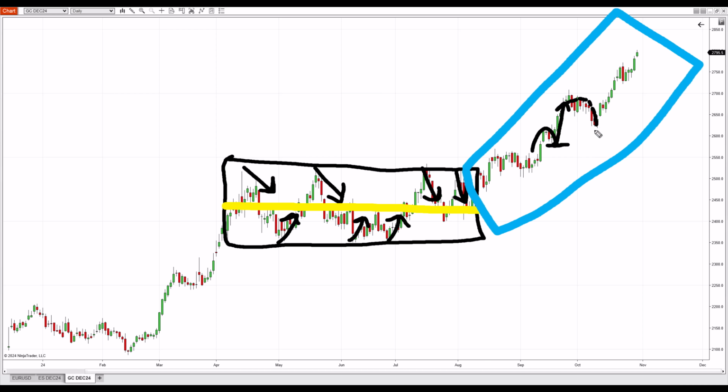Another pullback, another possibility for a long trade, right? Wait for those pullbacks where the market gives you a little discount and jump in that trade and ride the trend. And at the same time, keep in mind that the longer the rotation before the trend, the bigger the probability that the trend will be strong and that it will be longer.